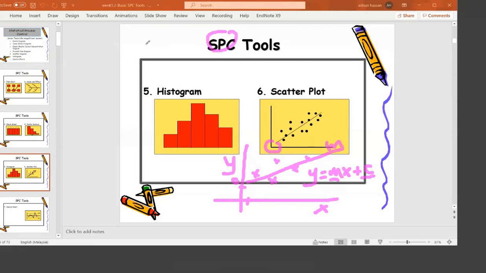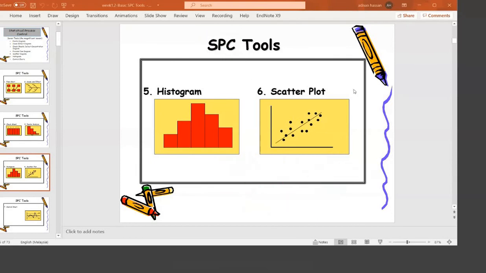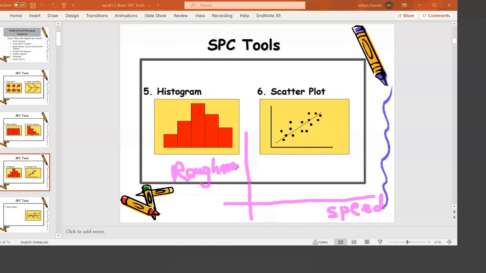For example, process parameters. I gave you just now the process parameters could be speed and surface roughness. For example, in machining, maybe the cutting speed here and the roughness here. You want to see, is there any relationship or not? The roughness of the surface that you are cutting, maybe we call it Ra here, and the speed of the cutting.